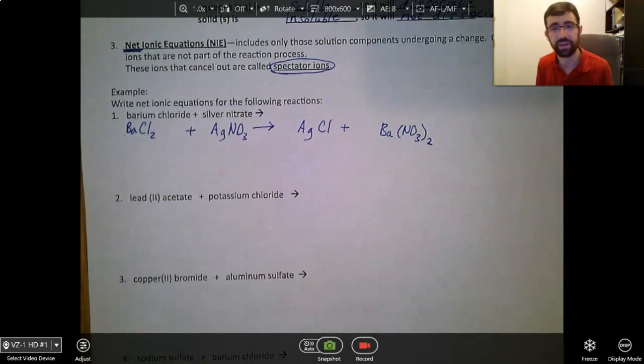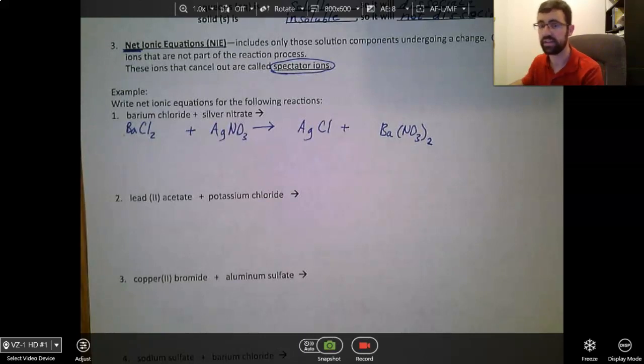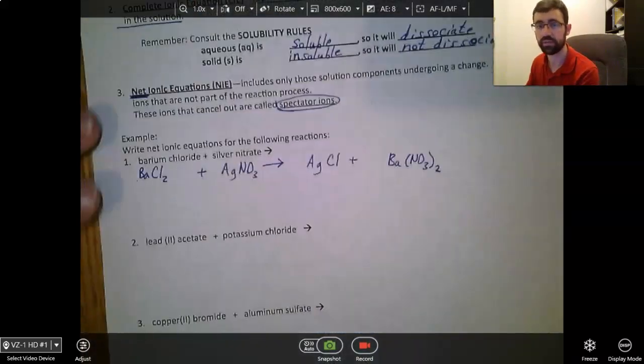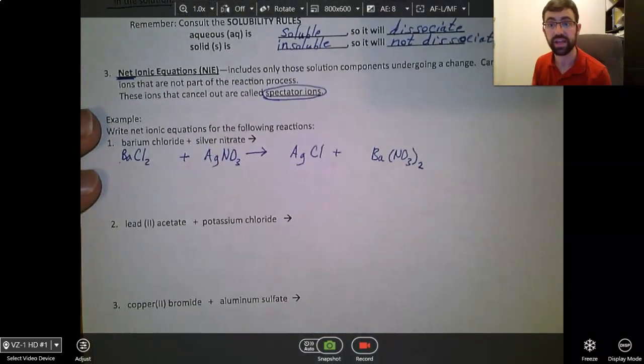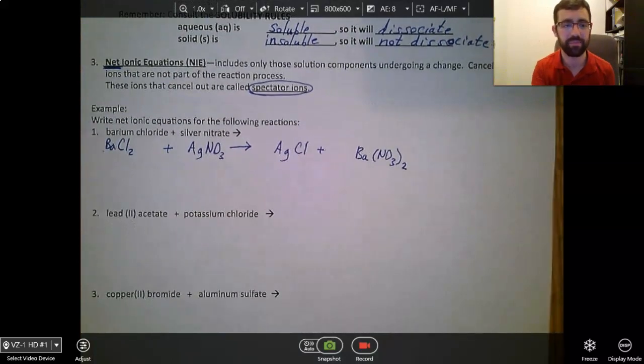Now I need to know what's soluble and what's not. You're going to want to have your solubility rules handy so that you can go back and forth instead of just having to flip back and forth like this every time. You may want to print an extra copy of the solubility rules to help with this. Let me grab mine.